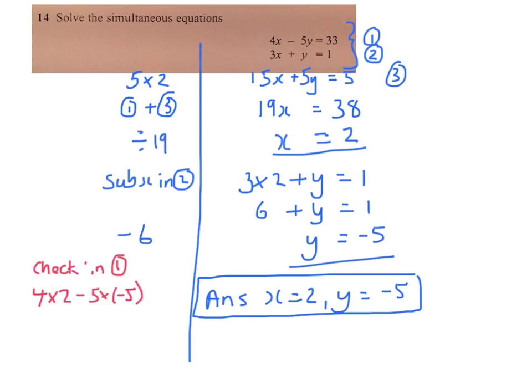At the end of the paper, if you've got time, you can always come back and check your answer. So just looking back to equation 1, up here, 4 lots of 2, the value we had for x, minus 5 lots of minus 5, the value that we had for y, gives us 8 plus 25. Obviously minus 5 times minus 5 is plus 25. That's 33, and that is exactly what we're expecting in equation 1, so we know that we're correct.